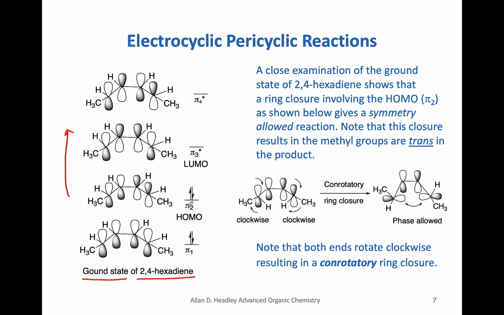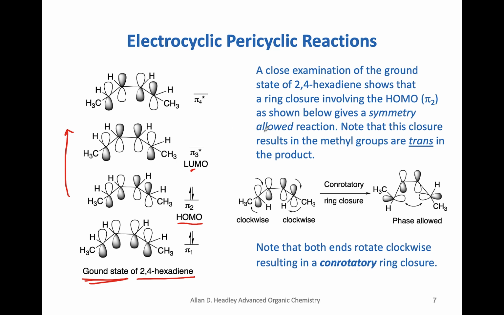We have names for these. This is now called the highest occupied molecular orbital, because it's the highest orbital that has electrons. This is called the LUMO, or the lowest unoccupied molecular orbital. So this represents the ground state of this molecule. Let's see how we can predict the product based on this model here.